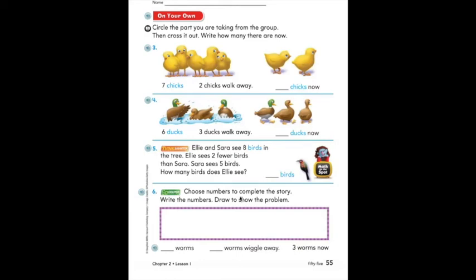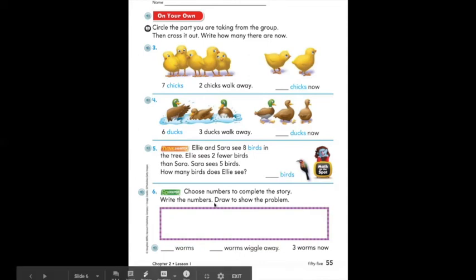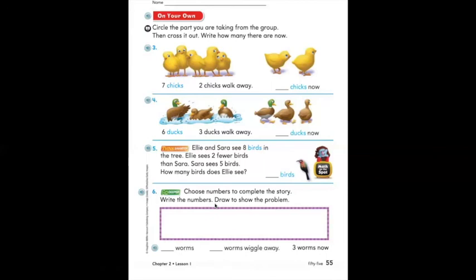On number 5 and number 6, those are a little bit different. Number 5 is a word problem. So you're going to read about Ellie and Sarah and solve that word problem. Number 6 says, choose numbers to complete the story. Write the numbers, then draw to show the problem. So you're going to be creating your own story here. So you'll write the number of worms that wiggle away, and then there are 3 worms now. So your job is to figure out what math story would make sense so that there are 3 worms left at the end.